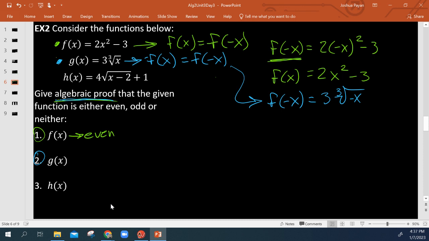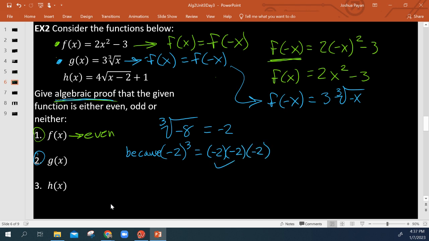What we need to think of is, would it be true to say, for example, that the cube root of negative 8, which we know would be negative 2, right? The cube root of negative 8 would be negative 2 because negative 2 to the third power would be negative 2 times negative 2 times negative 2. Well, negative 2 times negative 2 is 4. 4 times negative 2 is negative 8. So what this means here is that negative cube root of positive 8 would also be equal to negative 2.